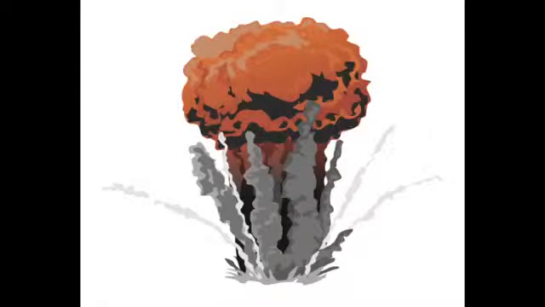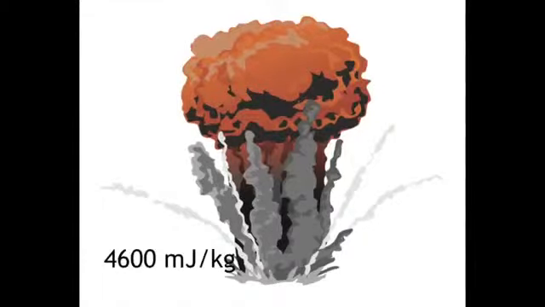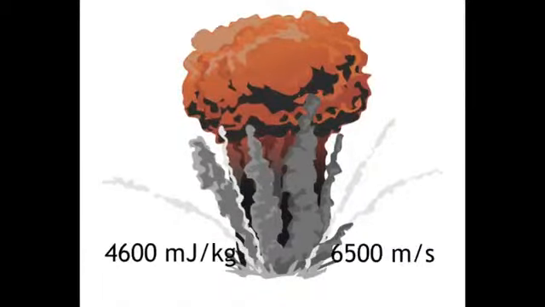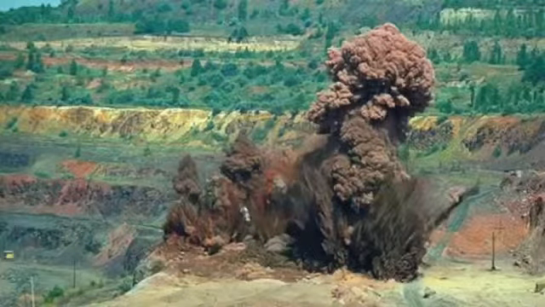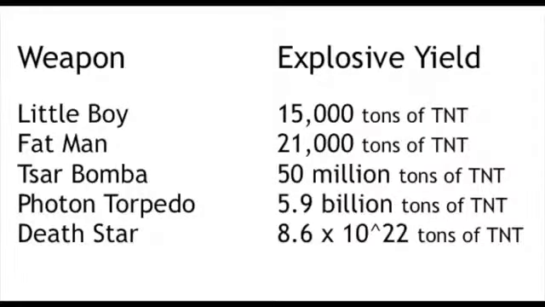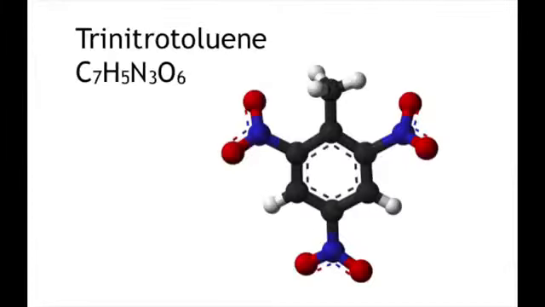Despite being hard to activate, TNT has an incredibly high explosive yield of over 4,600 megajoules per kilogram and a detonation velocity of over 6,500 meters per second. This combination of stability and power makes TNT one of the most common explosives used in industry today. So much so that for a long period of time, the strength of all explosives was measured in the weight of its equivalent TNT.